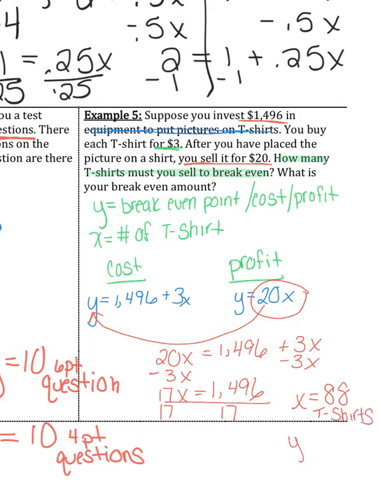And then my break-even dollar amount, I would find that by plugging, how easy would that be, to just plug it into the y equals 20x. So 88 times 20 gives me $1,760 is my break-even point.